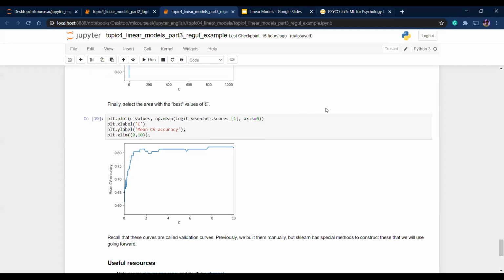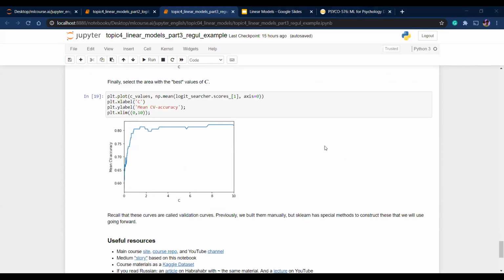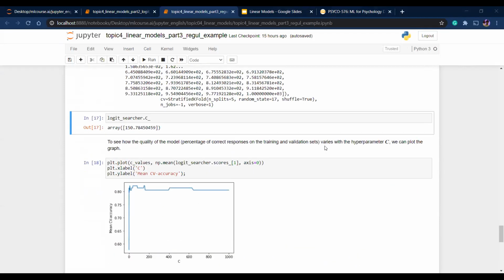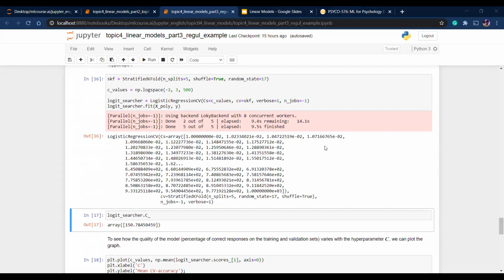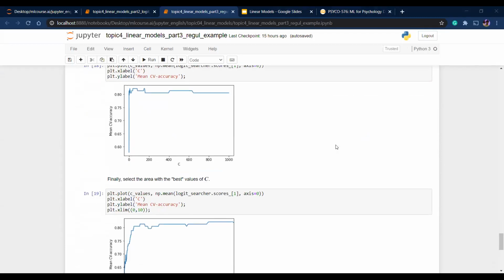Okay. Question. What is the main data structure required to use Monte Carlo or K-fold cross-validation? What is the main data structure? What do you mean by data structure? Like something to store the data in? Why do you need a data structure to do cross-validation?